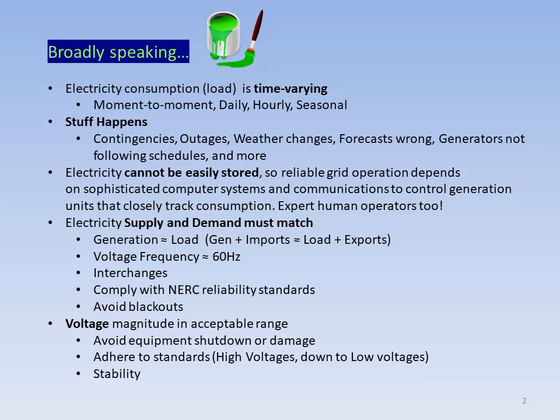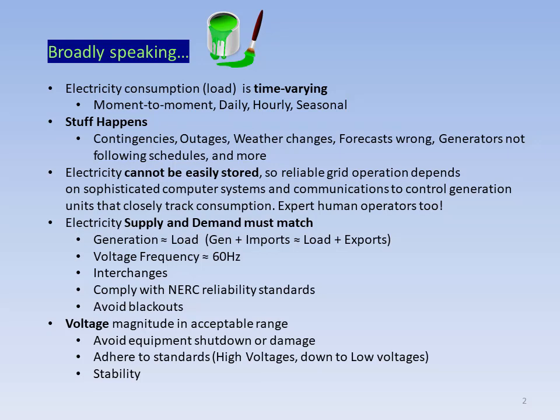Electricity consumption, aka load, is time-varying. Consumers turn on and off their electric appliances independently. From a system's point of view, some aspects of consumption are random. Other aspects of consumption trend with changes in time of day, with warmer or cooler temperatures, with seasons of the year. The real world of power systems can be unpredictable.